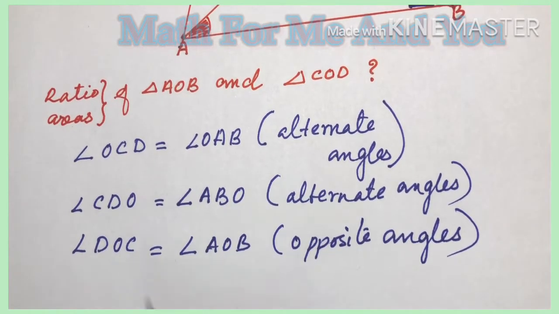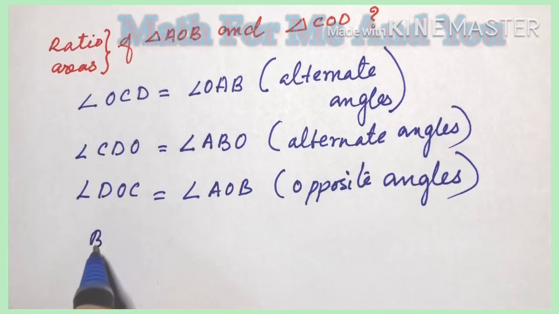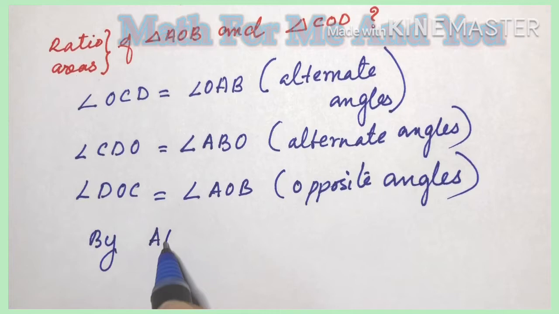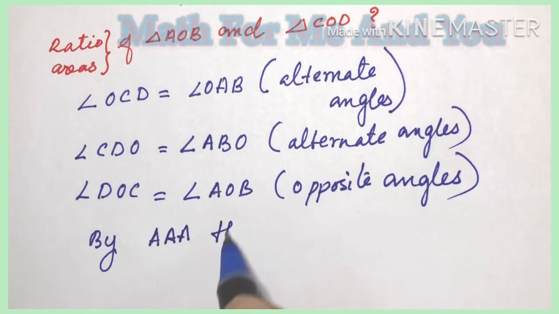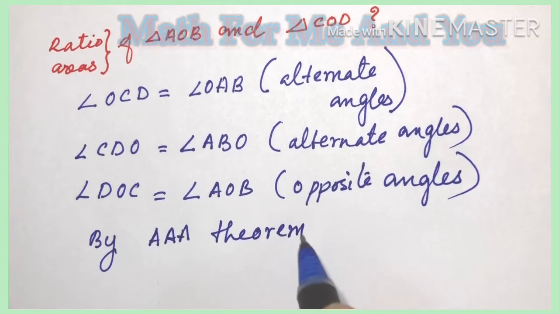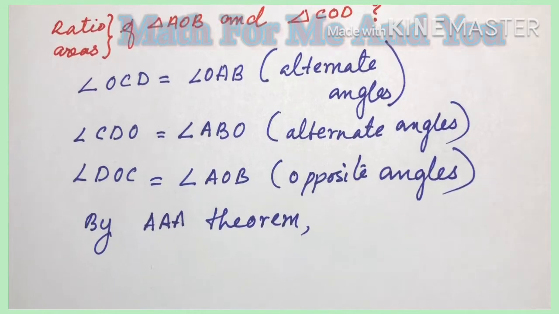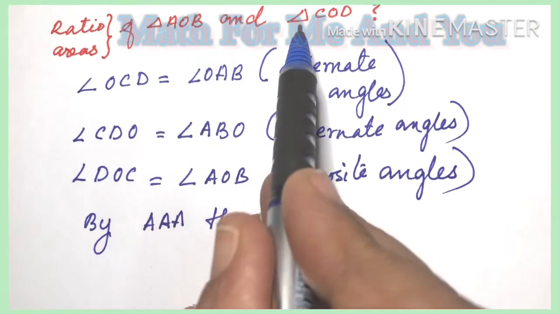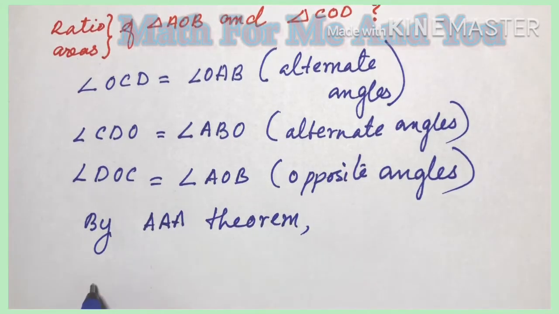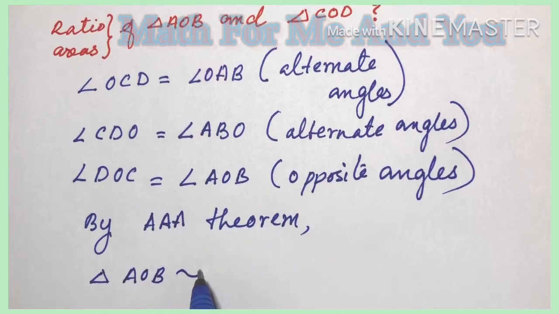Now three pairs of angles are equal. That means we can apply the AAA theorem. By the AAA theorem, the two triangles we considered, triangle AOB and triangle COD, are similar. Triangle AOB is similar to triangle COD.